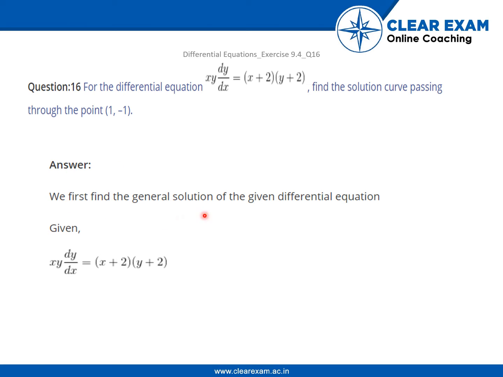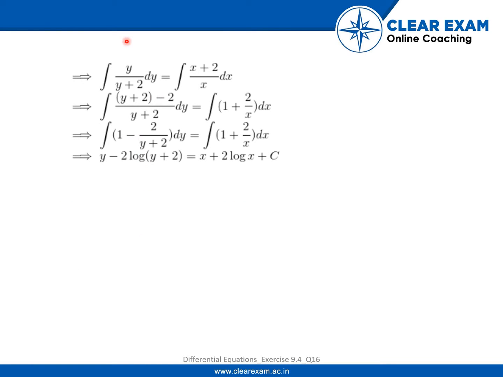So we first find the general solution of the given differential equation dy/dx = (x + 2)/(y + 2). We separate the variables, that is, we take the y terms on one side and the x terms on the other side, and we integrate both sides.